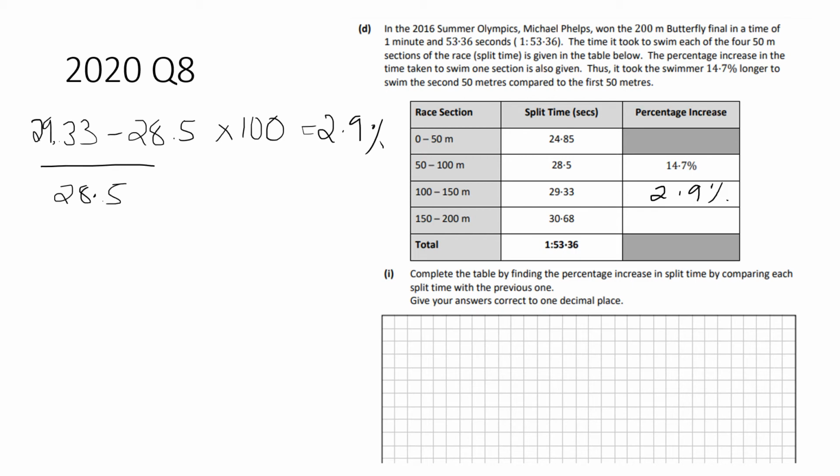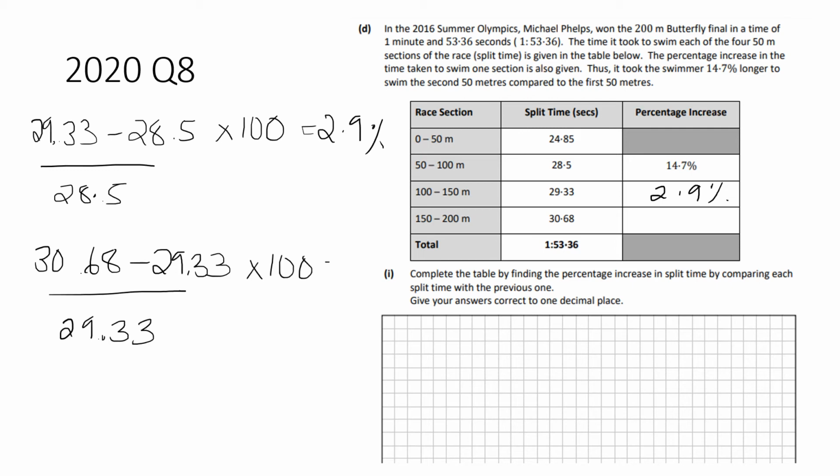And then for the next one, you find the difference between 30.68 and the previous one, which is 29.33. And then again, you put that over the original of 29.33 and multiply it by 100, and you get 4.6%. Okay, so that's 10 marks for that one.